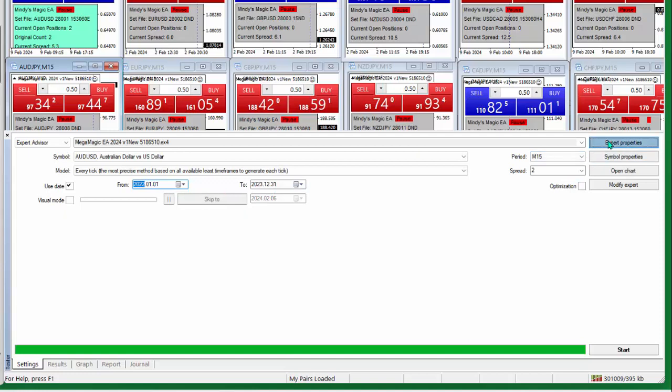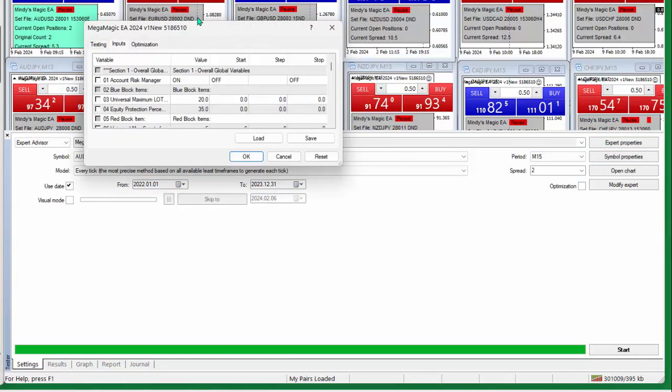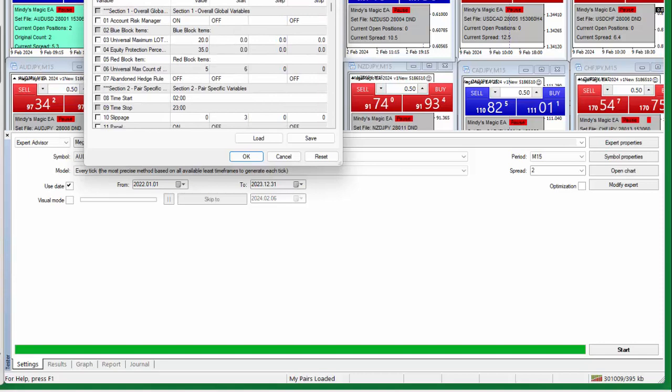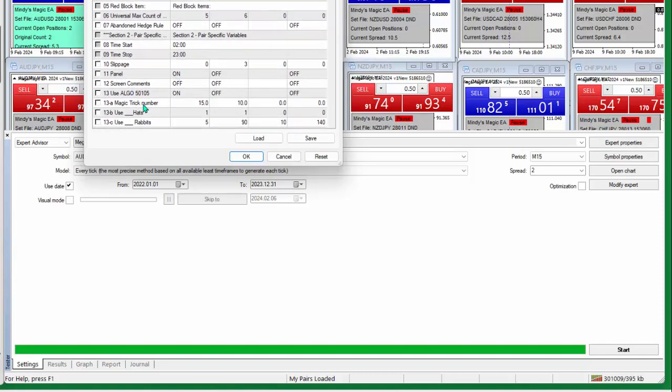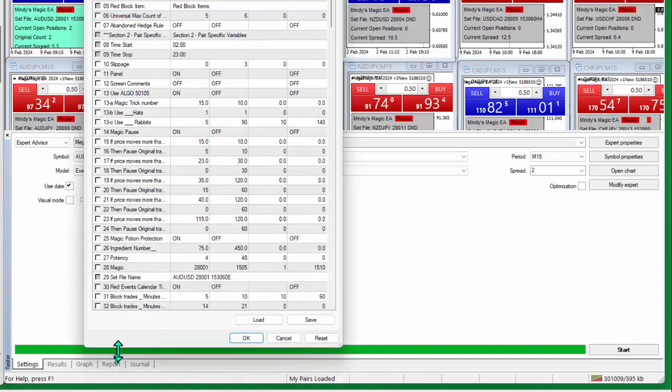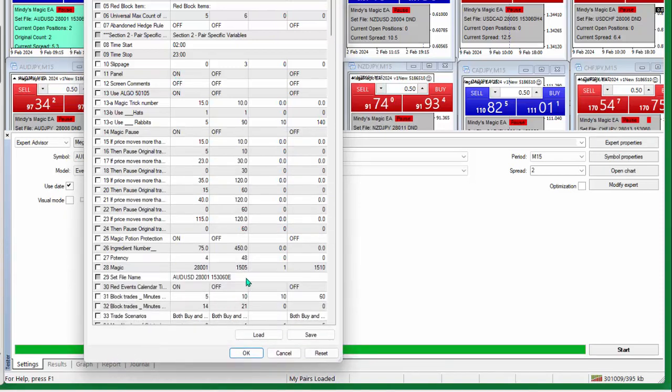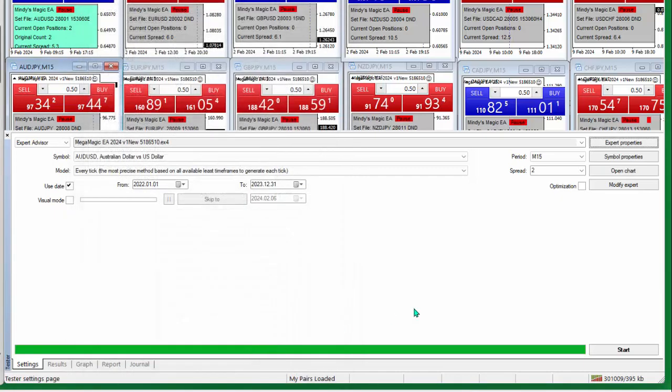And then I'm going to go over here and tell it what set file to use in this test, okay? So what I've done is I've selected the set file that I use, which for this is the set file for the AUD-USD pair. And so I click OK on that.